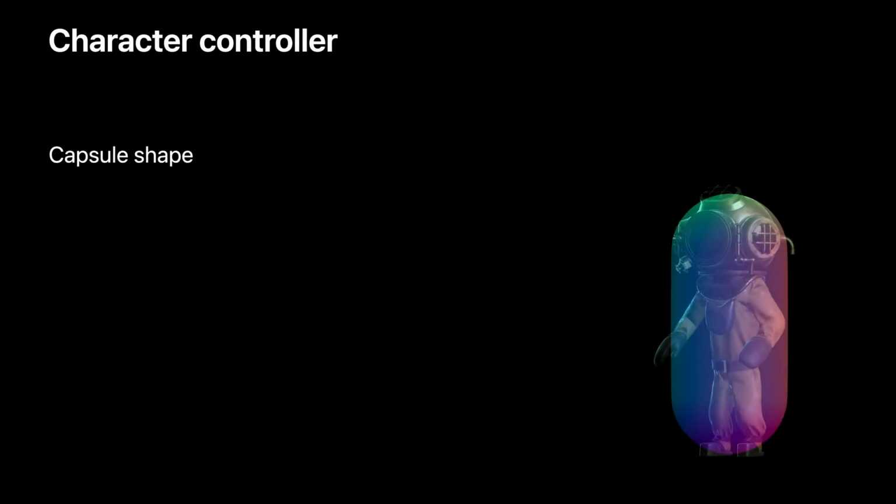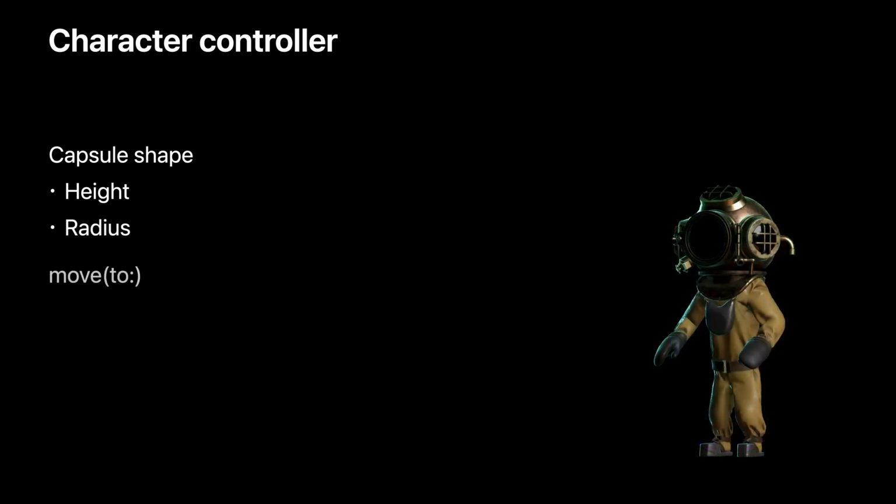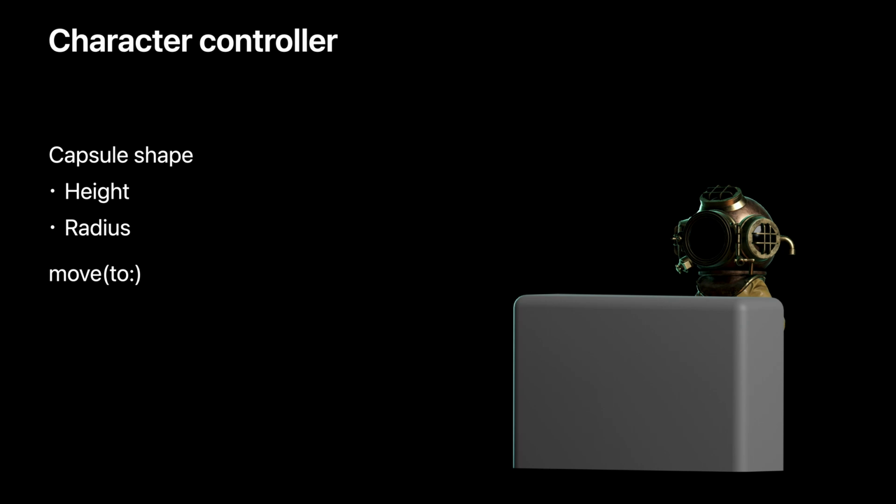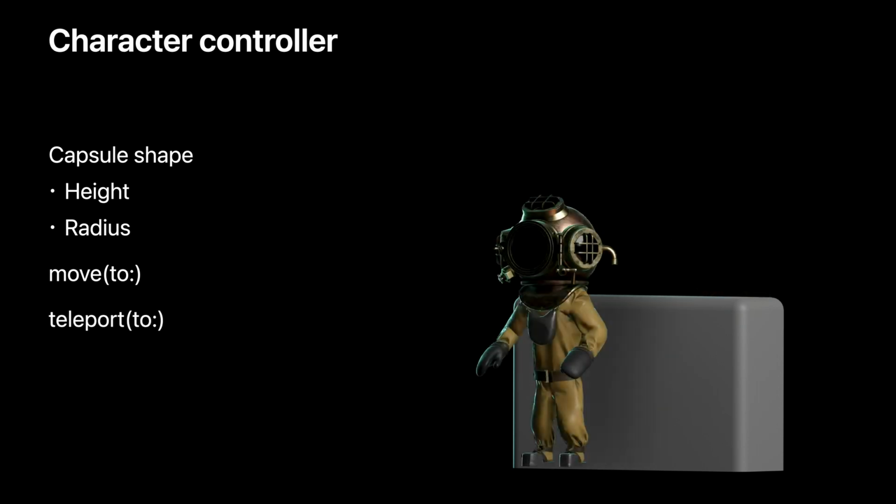Creating a character controller is simple. All you need to do is to define a capsule that matches the shape of your character. On creation, you have to specify the height of the capsule and its radius. After the character controller has been assigned to the entity, you can call the move_to function every frame. It will make the character move to the desired location, but without going through obstacles. On the other hand, if you do want to ignore obstacles, you can use the teleport function.